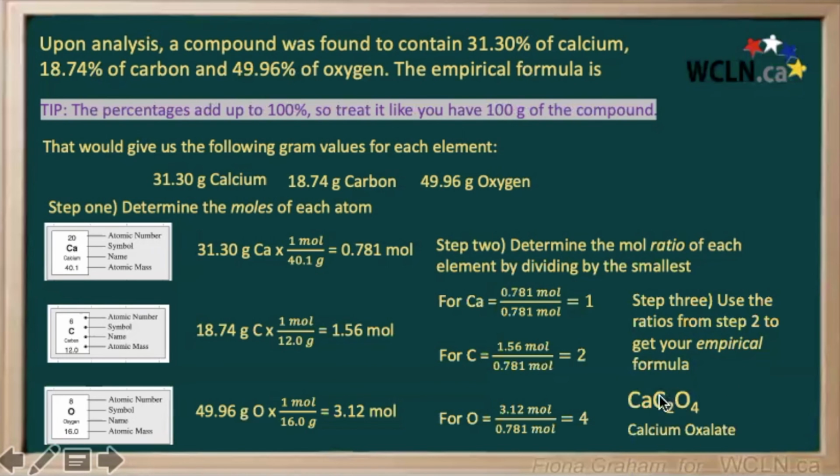So we can use these ratios to figure out our empirical formula. We would have 1 calcium, 2 carbons, and 4 oxygen. And we would call this a calcium oxalate.